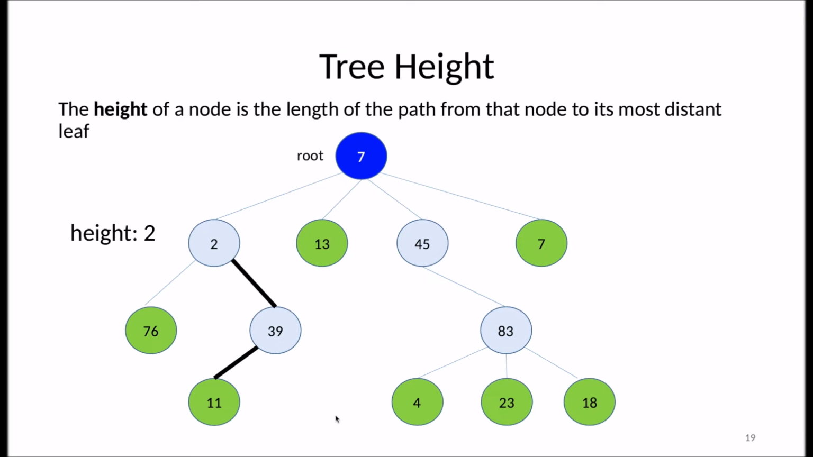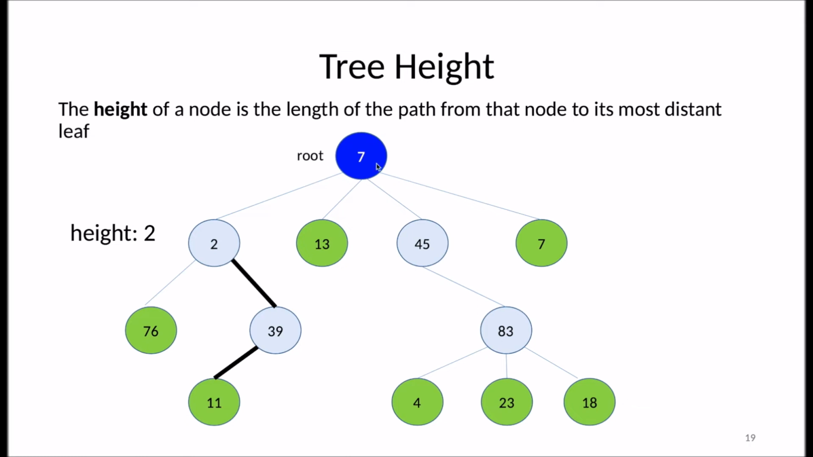Now there's also the height of a node, which is the length of the path to its most distant leaf. So consider node 2, for example. This has a height of 2 because its most distant leaf is 2 steps away, 1, 2. It has another leaf, but this is just 1 step away. Now if you take 83, this has a height of 1 because it has 3 children, and they're all 1 step away.